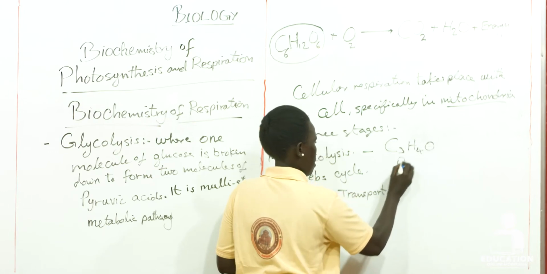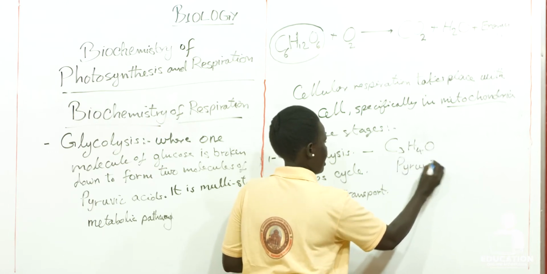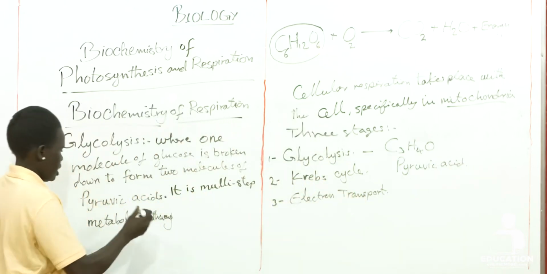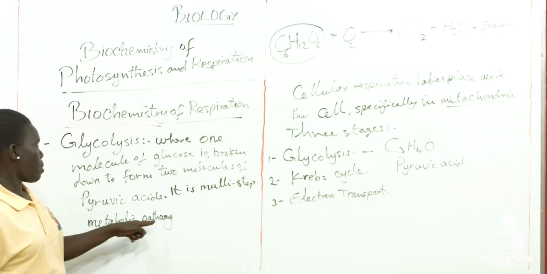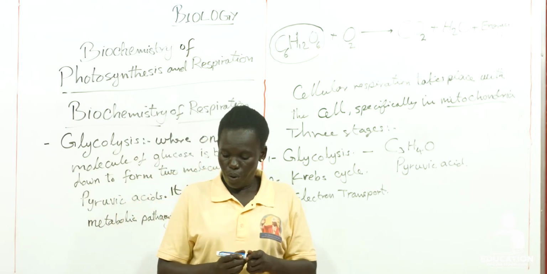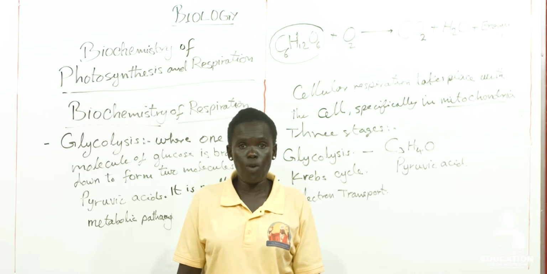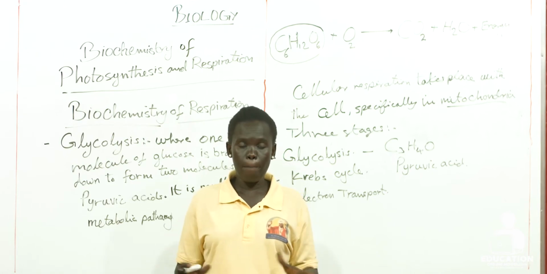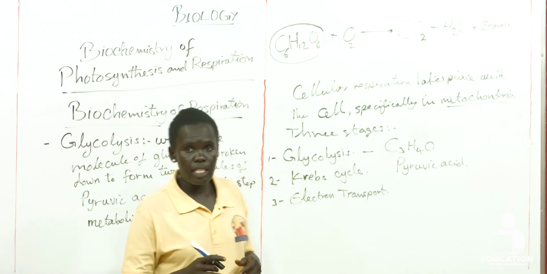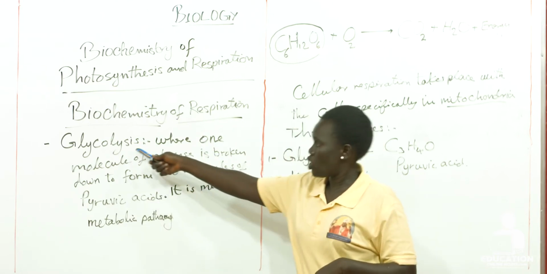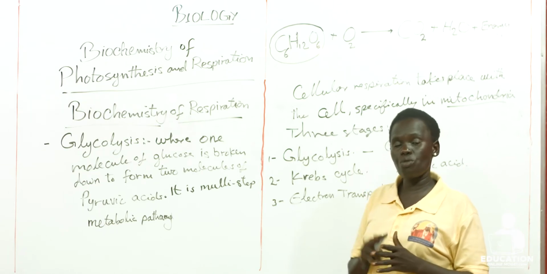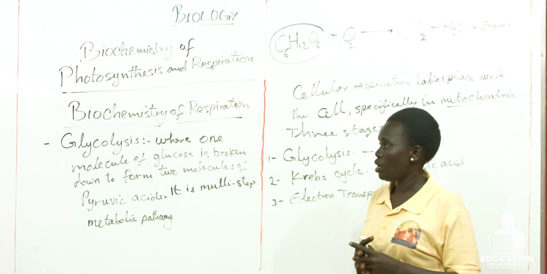This is the formula for pyruvic acid. Since it is a multi-step metabolic pathway, that means it is more complex. The most important thing is that we are not going to write all these steps because the steps are many. We should know that under this stage of glycolysis, one glucose molecule is broken down into two pyruvic acid molecules.